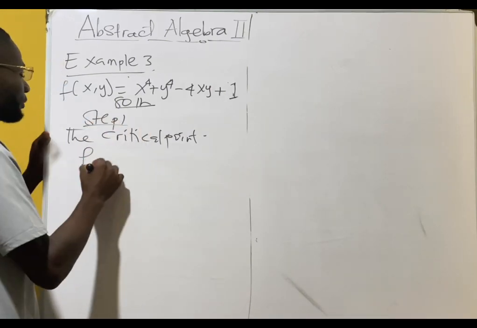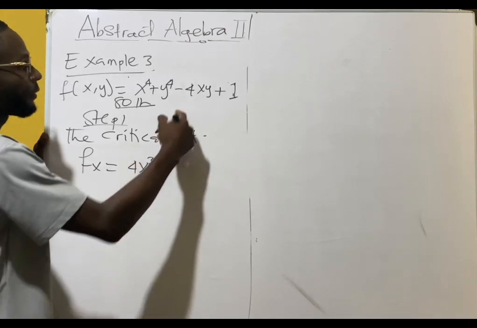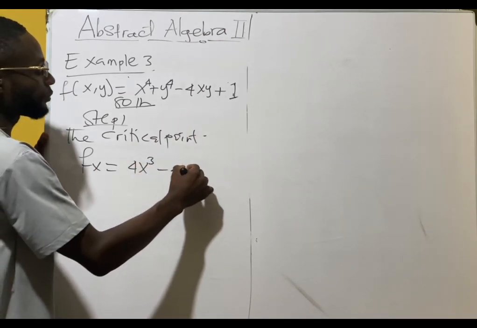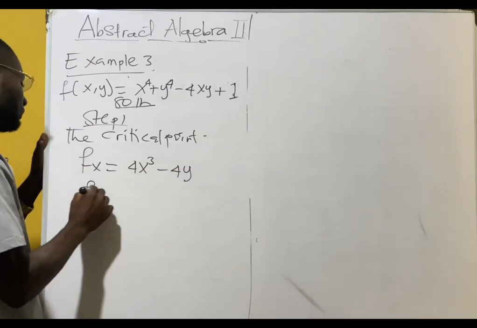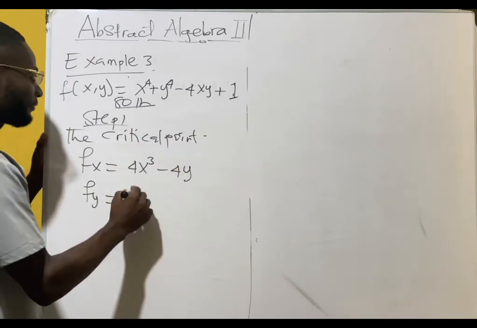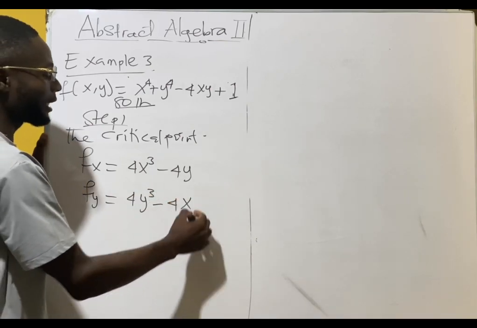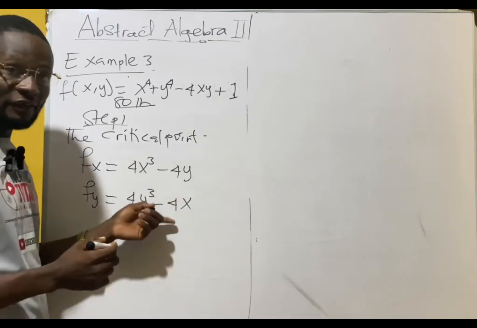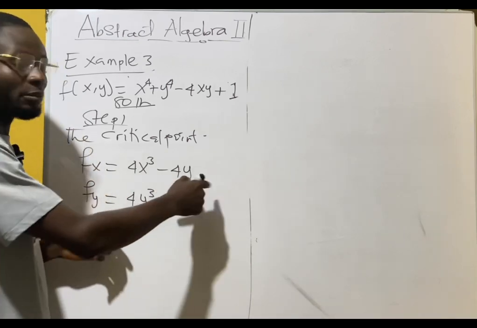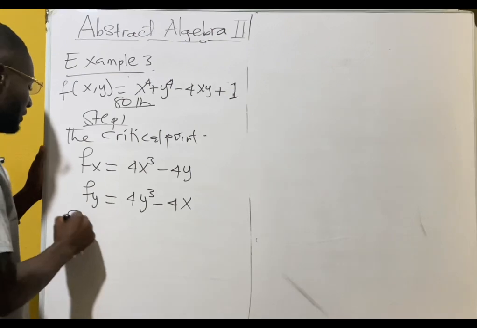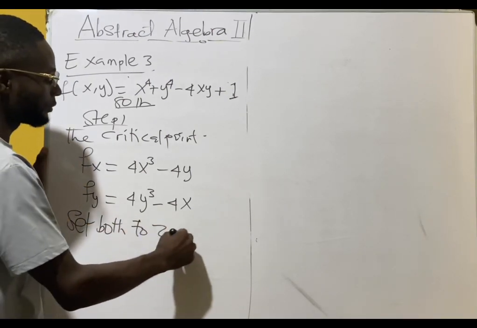So with respect to x will be what? 4x cubed minus 4y, right? So this is with respect to x. With respect to y, we're going to have 4y cubed minus 4x. So these are the first partial derivatives. We need the critical point. So we set both to 0.